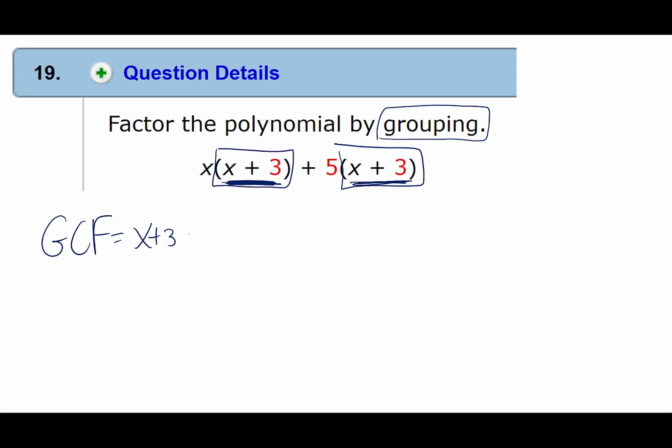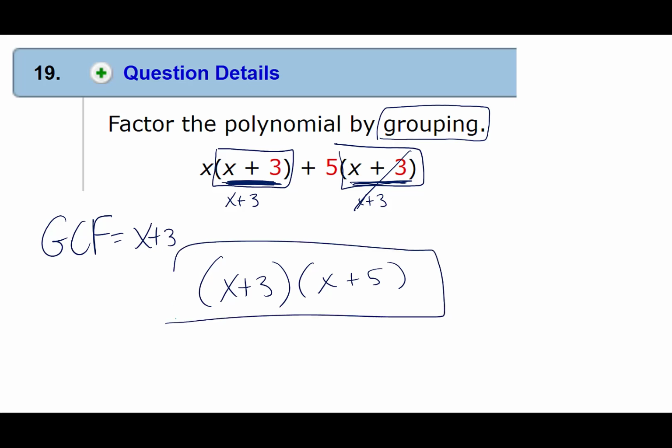And because it's a binomial, that's the reason we need the grouping parentheses. So we'll group x plus 3 together. And then when you divide the first term by x plus 3, you're left with just an x. And when you divide the second term by x plus 3, you're left with a positive 5. And then we're going to put that in a set of parentheses. So you have two parentheses for your answer. You have parentheses x plus 3 times parentheses x plus 5.